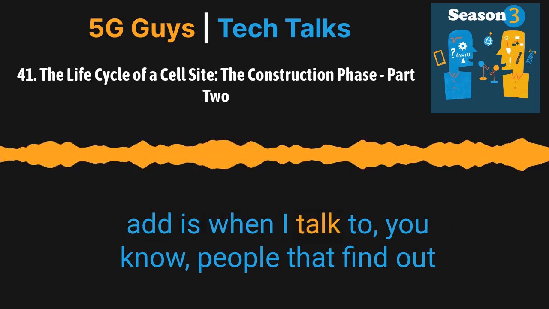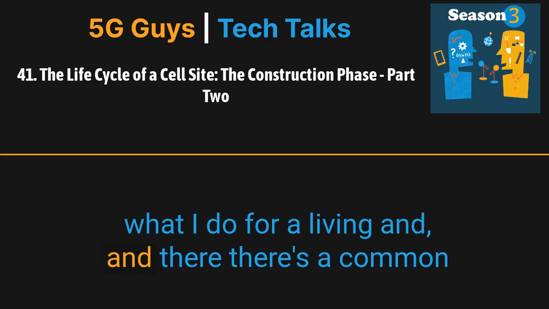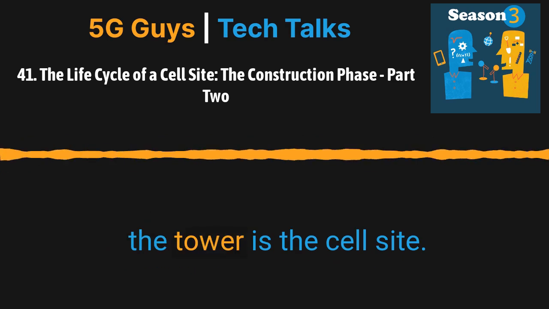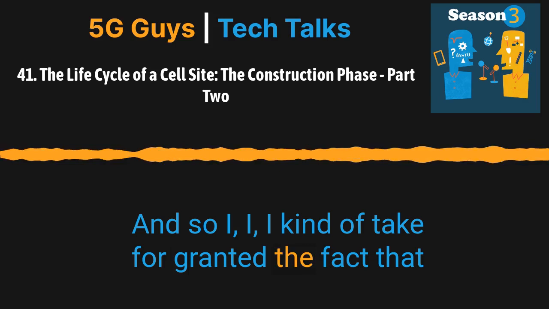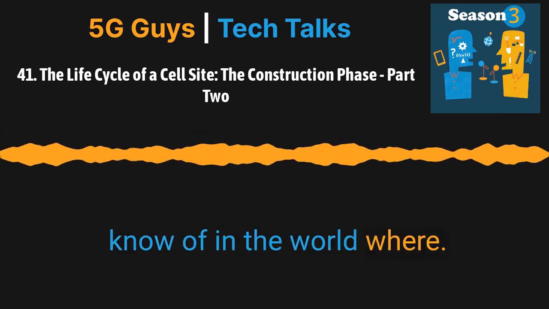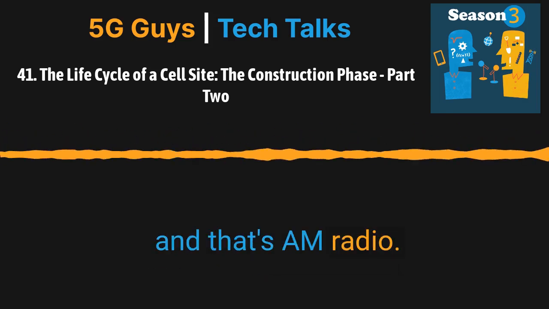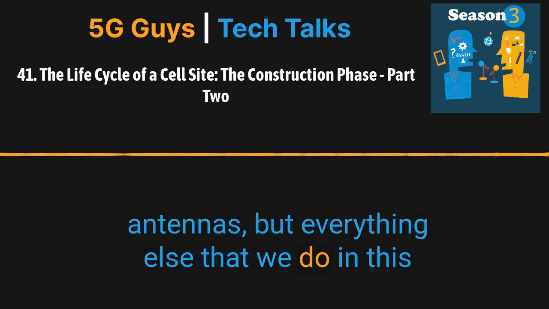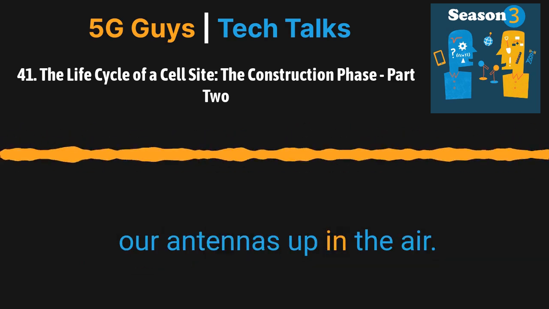One thing I'll add is when I talk to people that find out what I do for a living, there's a common misconception I've heard, that they think the tower is the cell site. I kind of take for granted the fact that there's really only one wireless technology that I know of in the world where the tower is the radio frequency transmitter, and that's AM radio. In AM radio, you have a bunch of towers that are the antennas, but everything else that we do in this world wirelessly, the tower is just a structure to get our antennas up in the air.